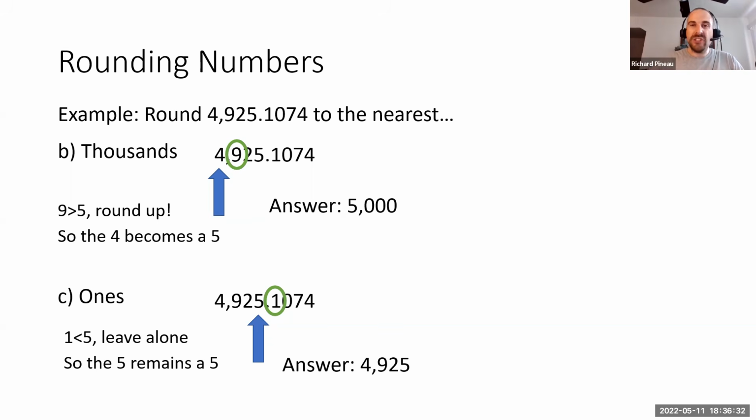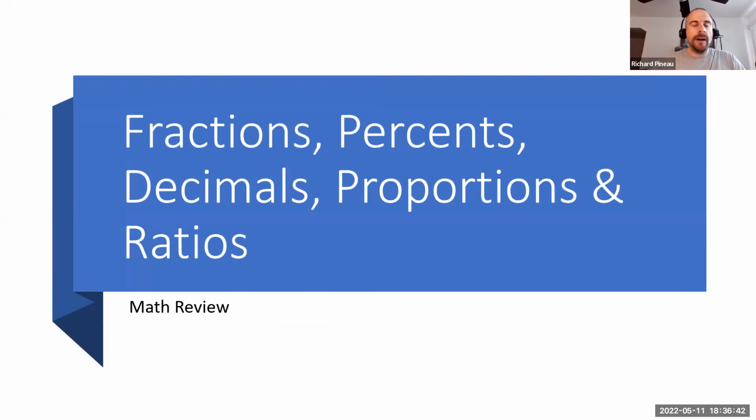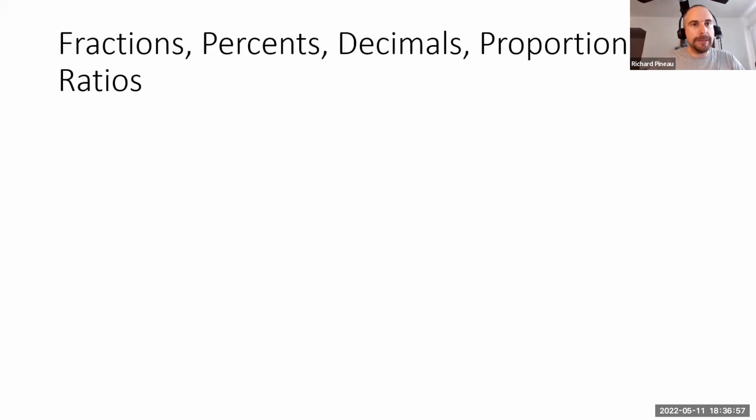So this concludes the discussion on this segment involving place values and rounding and reading various numbers. Our next discussion deals with fractions, percents, decimals, proportions, and ratios. Try saying that 20 times fast. I bet you can't do it. All right, but what I bet you can do is the math that's contained in this particular unit. So let's take a look.